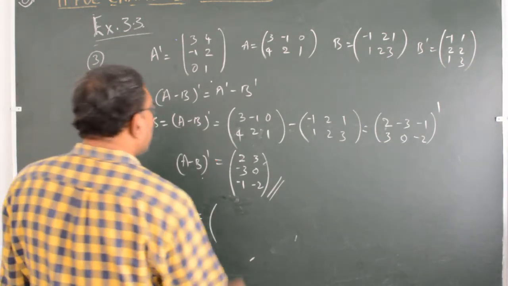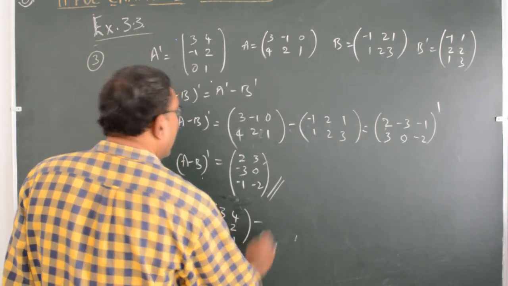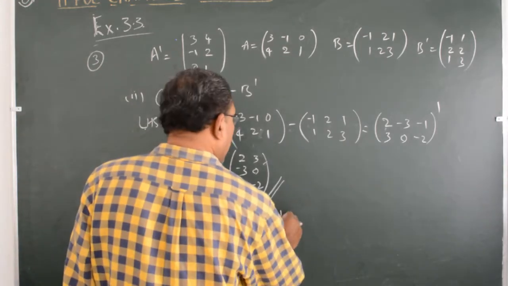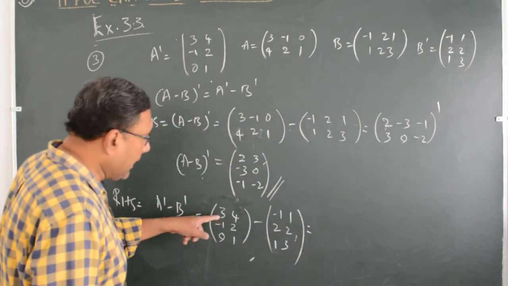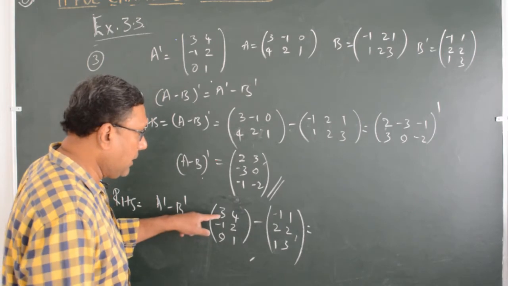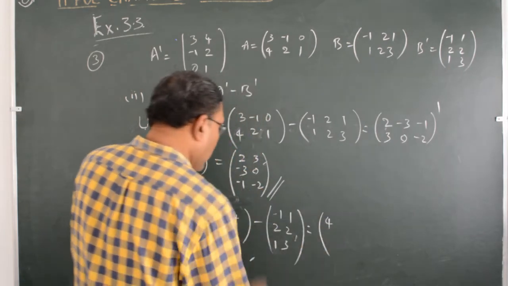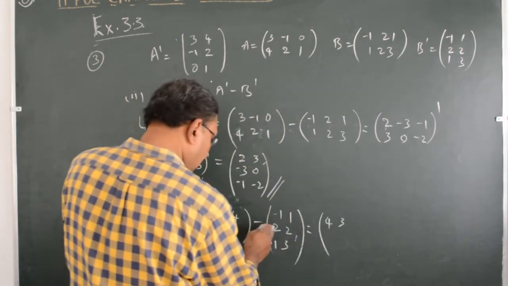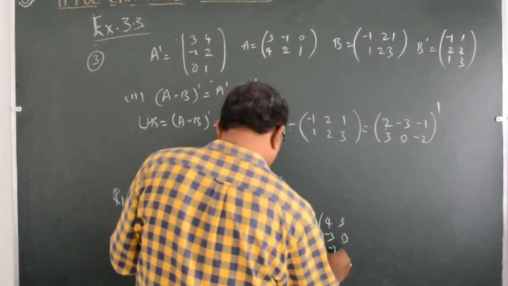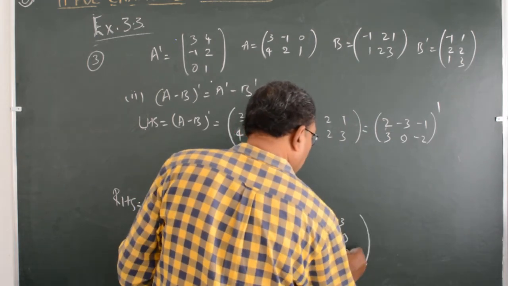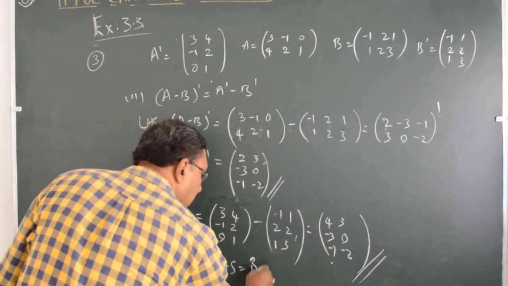A transpose is 3 4 minus 1 2 0 1, minus B transpose is minus 1 1 2 2 1 and 3. Let us see what we get. 3 minus of minus 1, this will become plus, so it is 4. 4 minus of 1 is 3. Minus 1 of minus 2 is minus 3. And it is 0. And it is minus 1. And it is minus 2. Check this and this. Both are same. Therefore, LHS is equal to RHS.